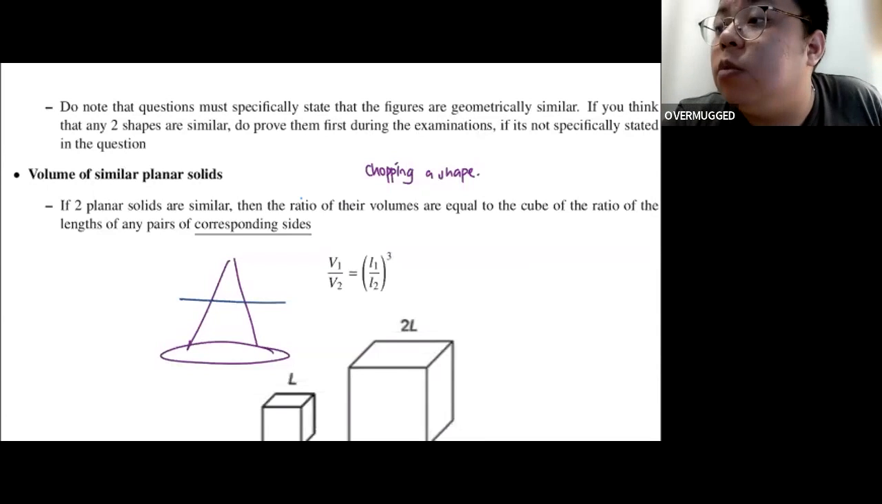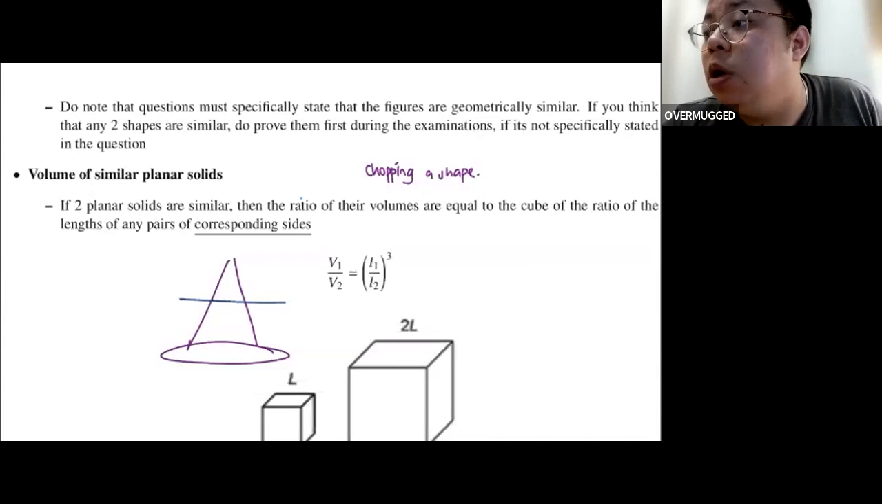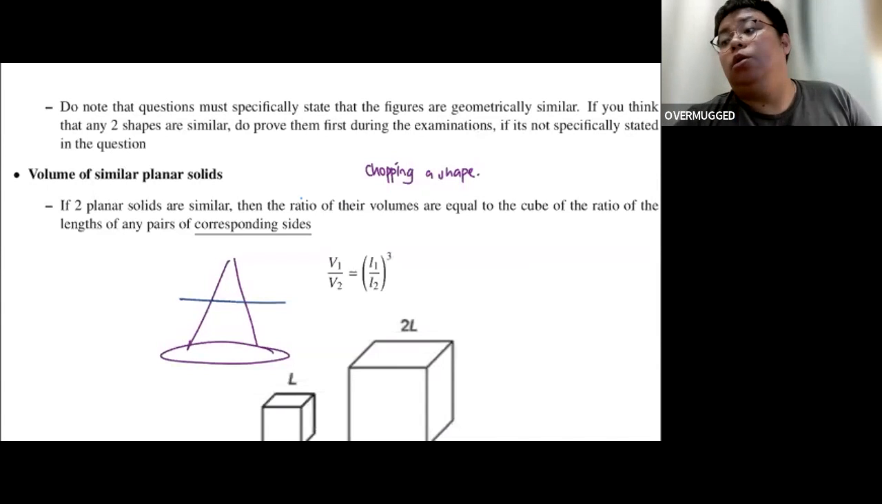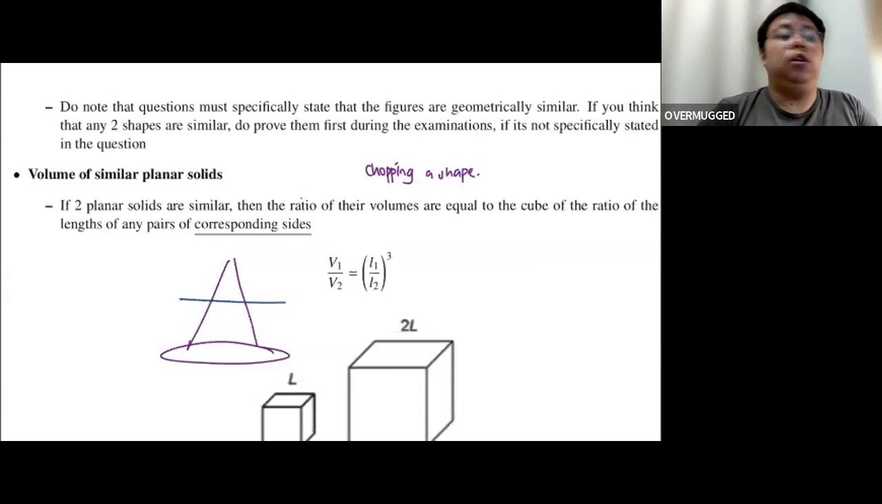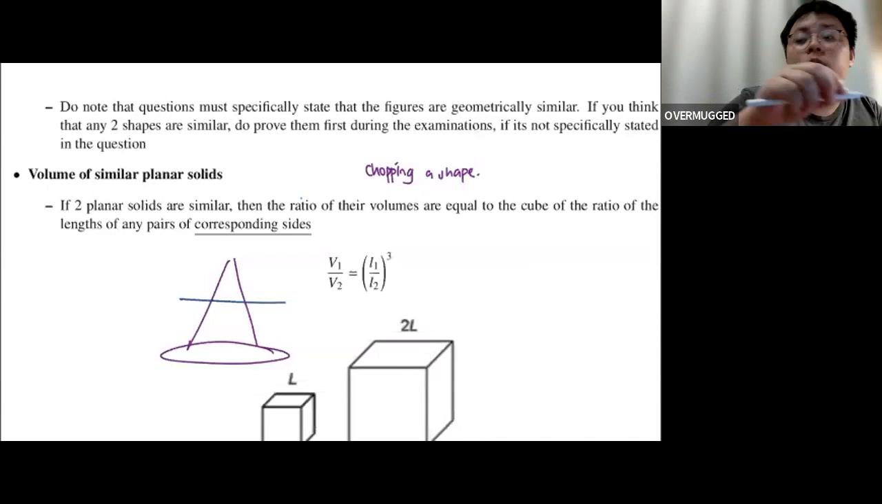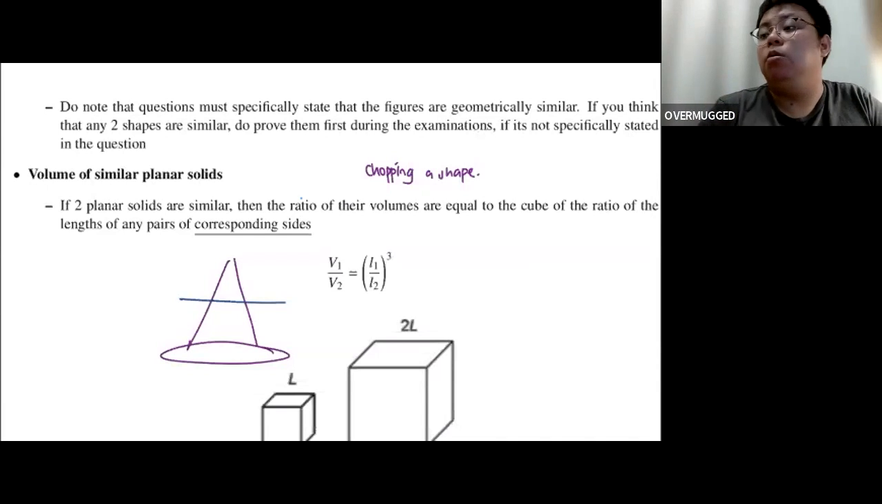Sorry, there are so many questions, I do need to move on. If they tell you the lengths of 2 cones and the volume of 1 cone and ask you to find the volume of the other cone, you just use the formula and fill in the values. You have L1, L2, and the volume. You manipulate the formula to solve for V2, and you will get your answer.